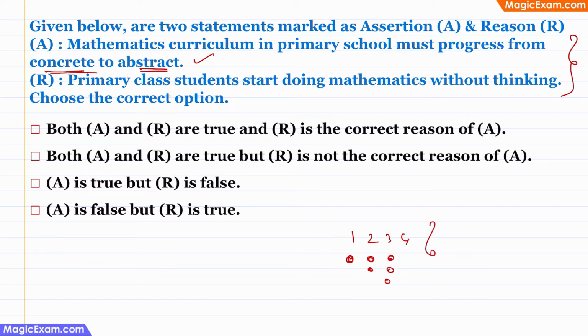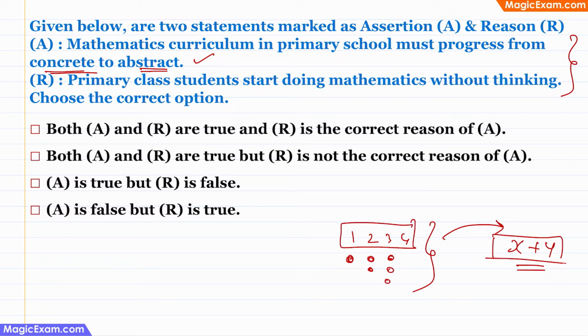So this is a concrete way of teaching mathematics. It's only after this that you move towards abstract concepts like, okay, there is a number called x and you add y. So these are all abstract concepts. So the easiest way to remember this is first you teach concrete and then you move towards abstract. So it should always move from concrete towards abstract. So this is a correct statement.